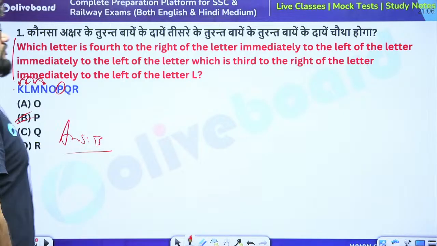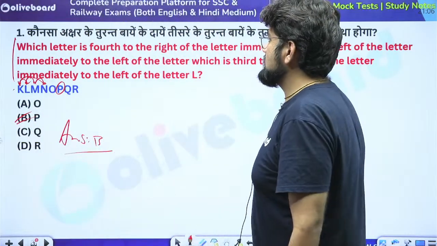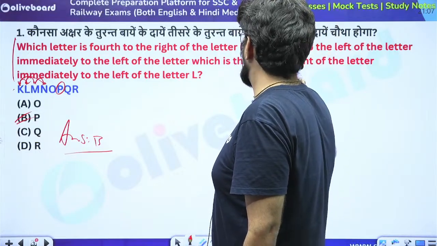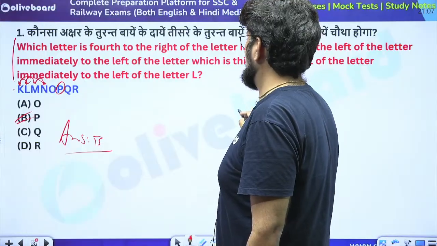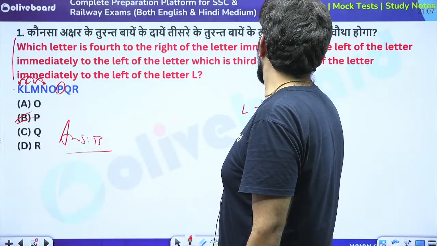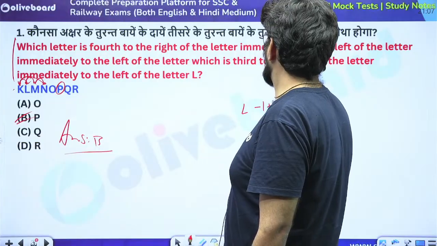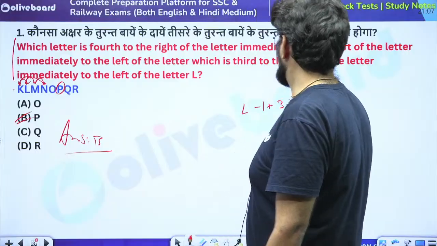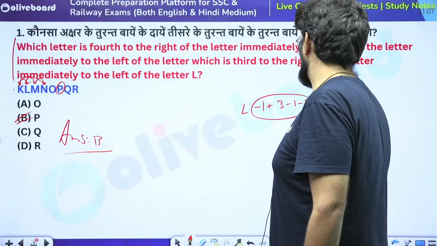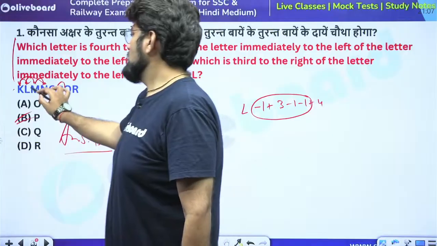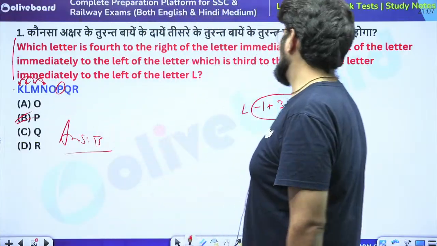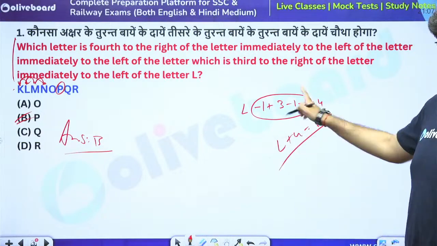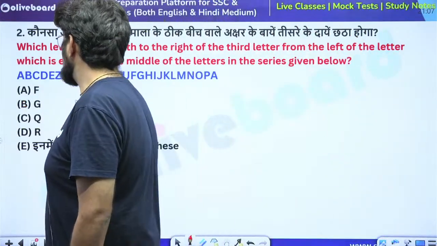Now, how else could we have done this? What could have been another method to do this? Fourth to the right of the letter, immediately to the left of the letter, immediately to the left of the letter, which is third to the right of the letter, immediately to the left of letter L. So this is L minus 1 plus 3, minus 1 plus 4. So we'll delete all this, gone. Simply L plus 4 we had to do. So 1, 2, 3, 4, option B is the correct answer. So L plus 4 is equal to B. That's how you can do this better. Right? Next.